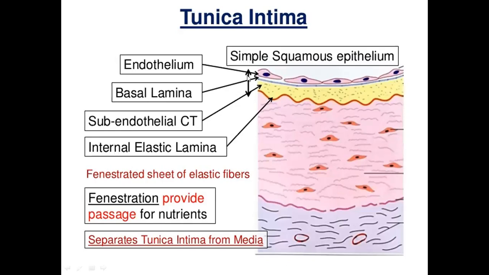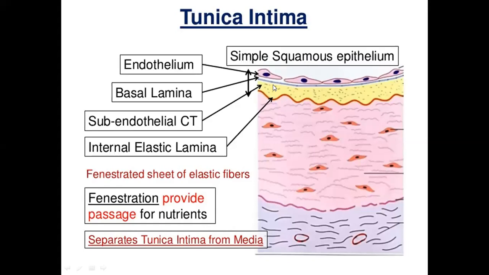The first layer, indicated by this two arrowheads line, is tunica intima. The first layer of tunica intima is always simple squamous epithelium, tightly attached with tight junctions, the endothelium. And you must have gone through this concept, that wherever the epithelium is, it is underlined by a non-living basal layer, basal lamina or basement membrane.